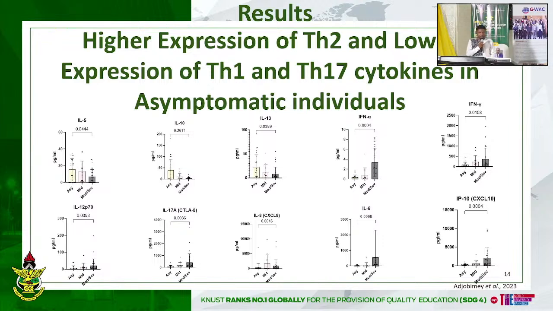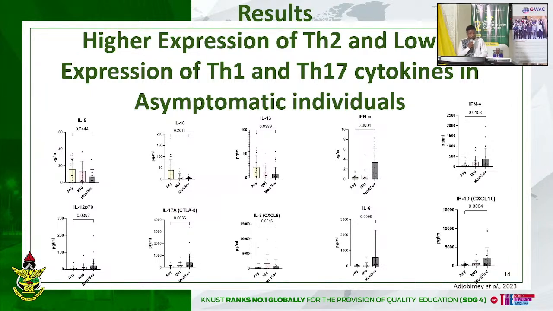And similarly, comparing the cytokine expression within the various SARS-CoV-2 severity groups, we again found that asymptomatic individuals tend to have a higher expression of anti-inflammatory cytokines, more especially IL-5, IL-10 and IL-13, and they are known for their regulatory and anti-inflammatory properties, which suggests that the higher expression of anti-inflammatory cytokines within these individuals would have suppressed the action of pro-inflammatory cytokines, which would have led to the asymptomatic to mild disease outcomes.